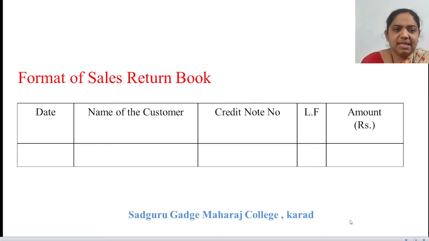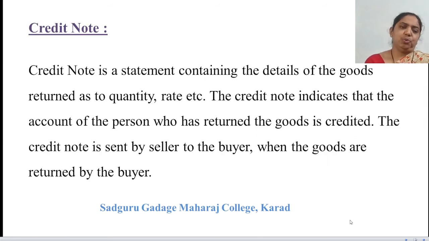Five columns are there: date, name of the customer, credit note number, LF and amount in rupees. You can see in purchase return what was there? Same, only instead of credit, debit note was there. So this is the format of a sales return book: date, name of the customer, credit note number, LF, amount. Got it? Afterward, the next one we will see is the credit note.